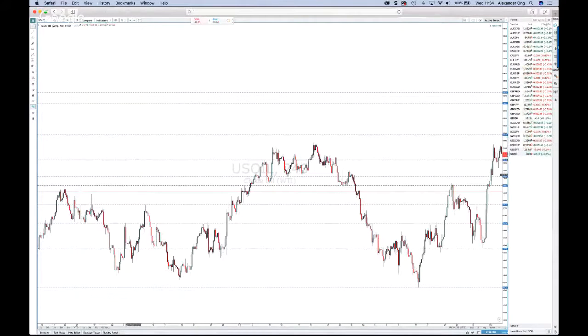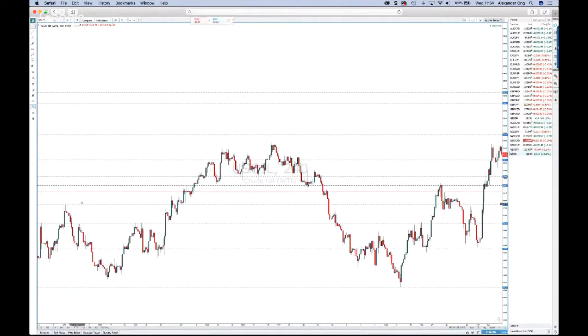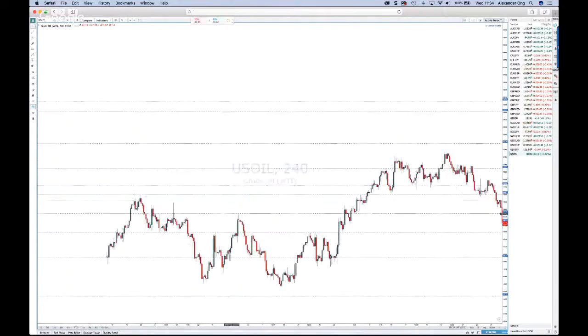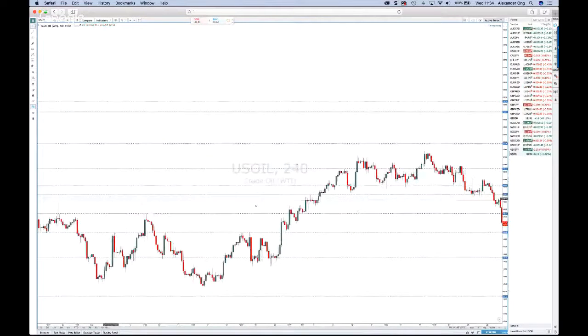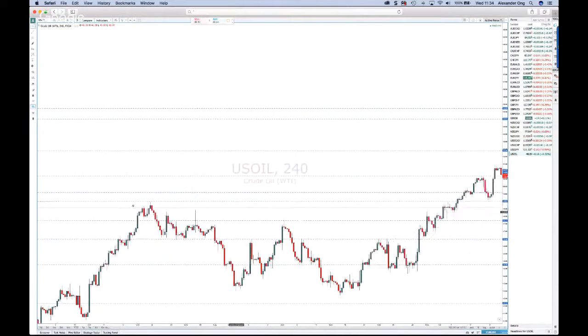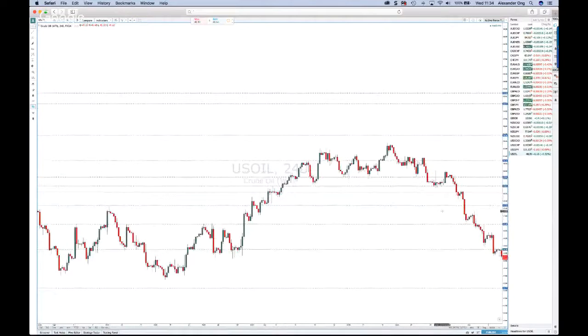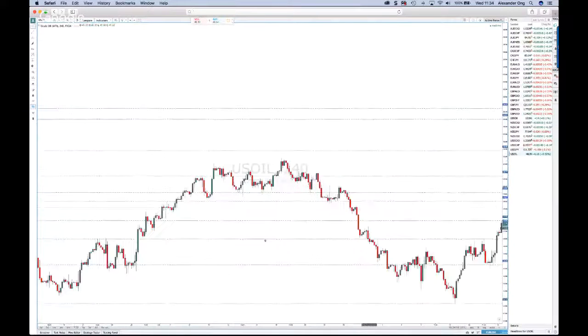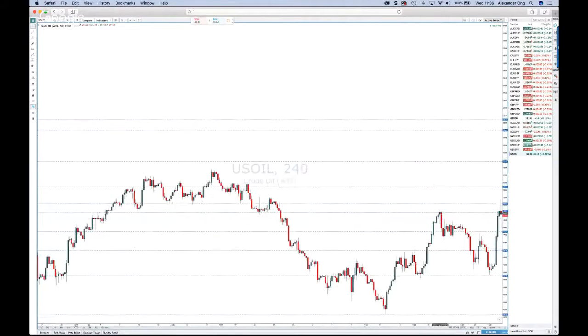Take a look. So this level over here, right here at around the 49 level. That was a high back in 2016, August 2016. Breaks through it, comes back to it. Where does it turn around? At that same 49 level.